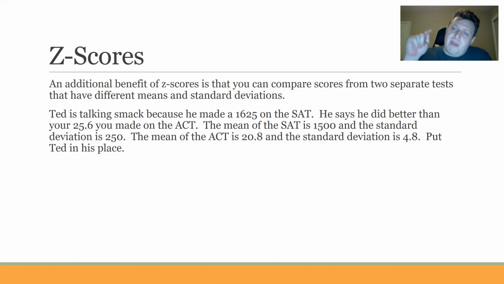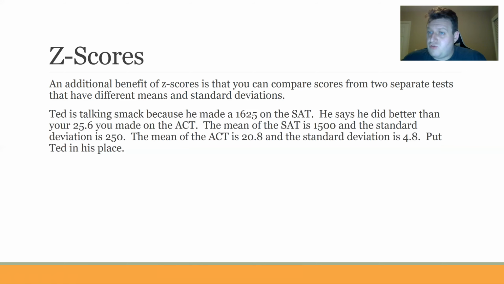And he thinks he did better than you because you scored a 25.6 on the ACT. Now, both of these come from a normal distribution, okay? The mean of an SAT is 1,500. The standard deviation is 250. The mean of the ACT is 20.8, at least it was the year when I looked this up. And the standard deviation of it is 4.8.